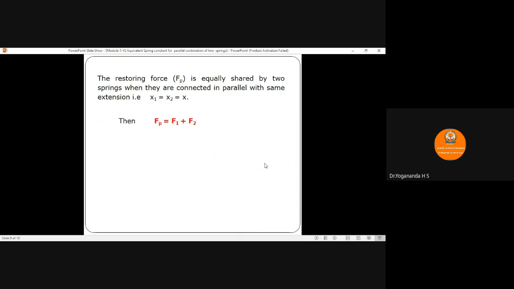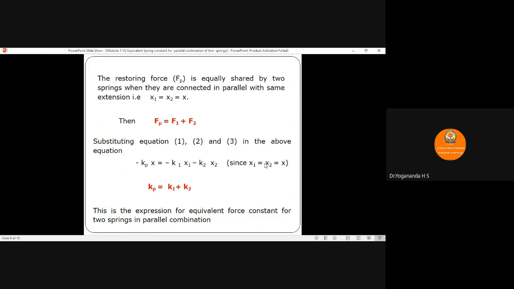When the springs are connected in parallel, the restoring force is distributed among both the springs, and the displacement of each individual spring is equal to the net displacement of the springs connected in parallel. That is, x1 equal to x2 equal to x, and the restoring force for the parallel combination is equal to the sum of the restoring forces of the individual springs. Therefore, Fp equal to F1 plus F2.